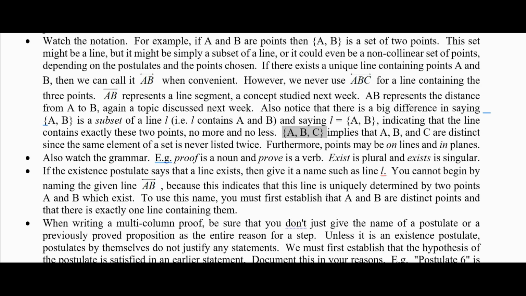If you're going to use that name, AB with the little symbol over it for line, you must first establish that A and B are distinct points, and that there's exactly one line containing them. If the proof just says there exists a line, you can't call it that yet because you don't know if there are any points on it or how many points are on it or whatever.